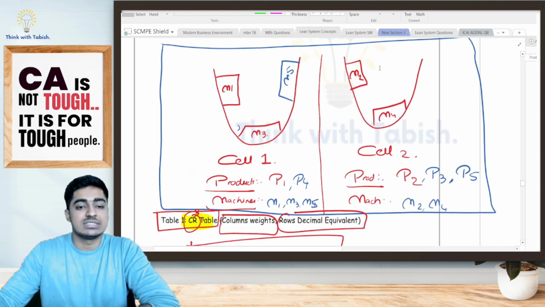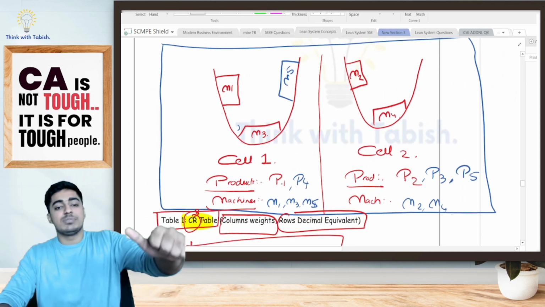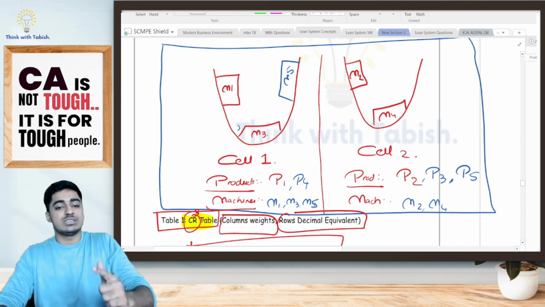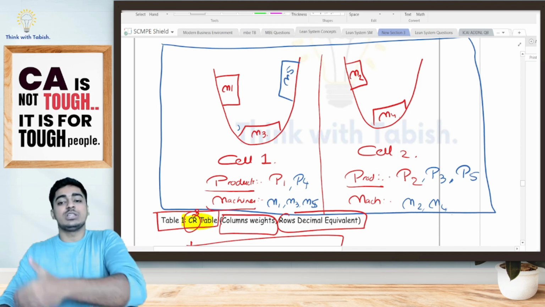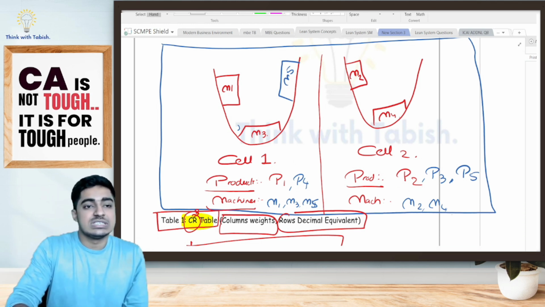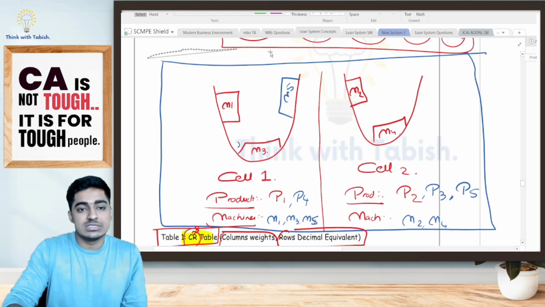Yes, what was the answer that we got? Cell number 1, we are producing P1, P4. Yes, for that we have three machines, M1, M3, M5. Correct. Cell number 2, we are producing three products, P2, P3, P5. For that we have two machines. Same answer we got here.